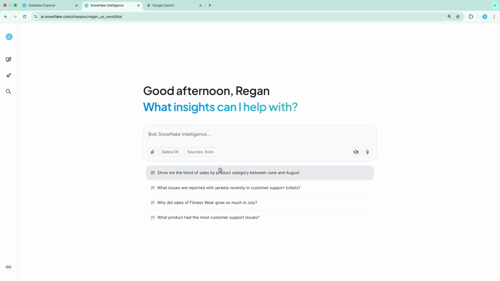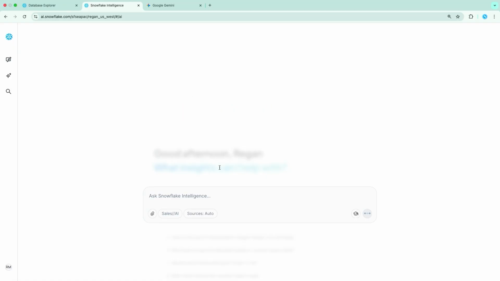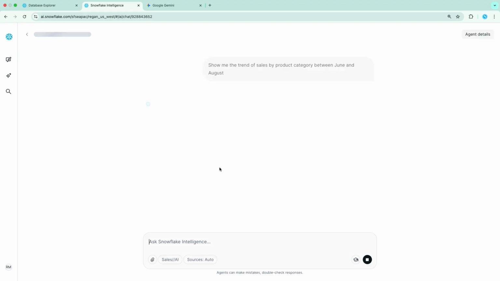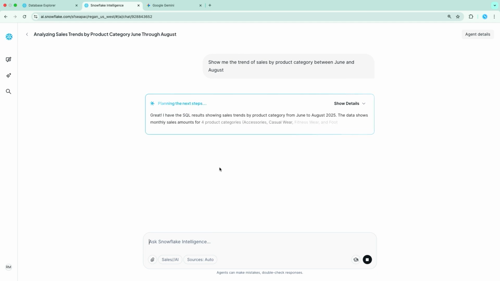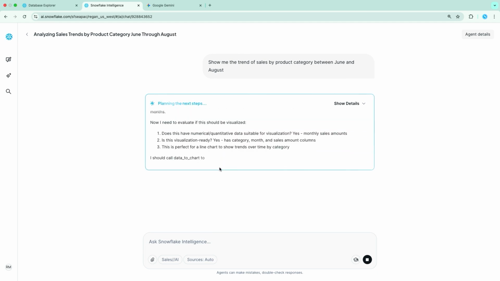Let's just show what a question looks like, which is going to be, this is more like your dashboard, but show me the trend of sales data, assuming internet and everything's going to work okay here. It is a live demo. Okay, so what you're seeing here is we've asked the question, show me a trend of sales by product category between June and August.